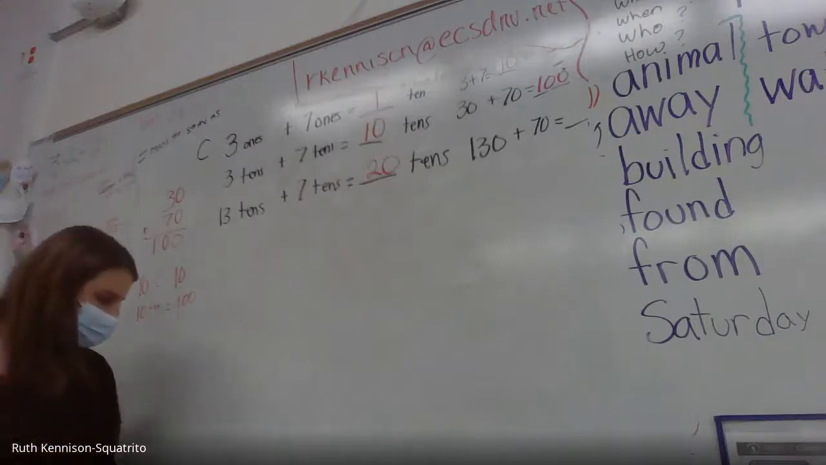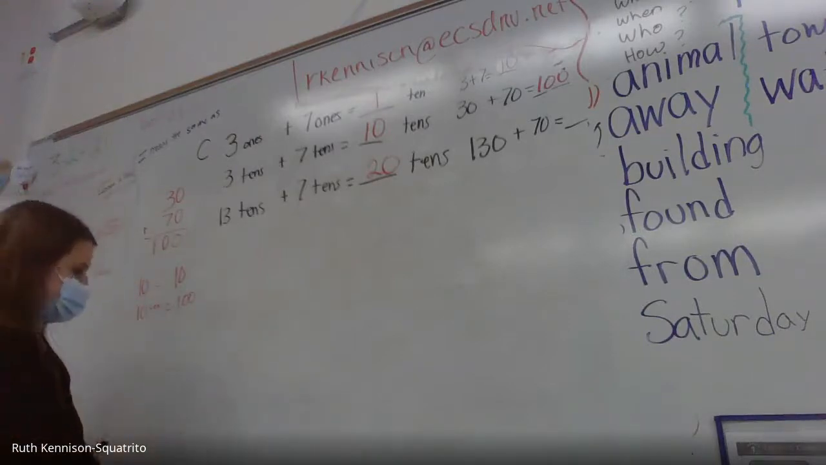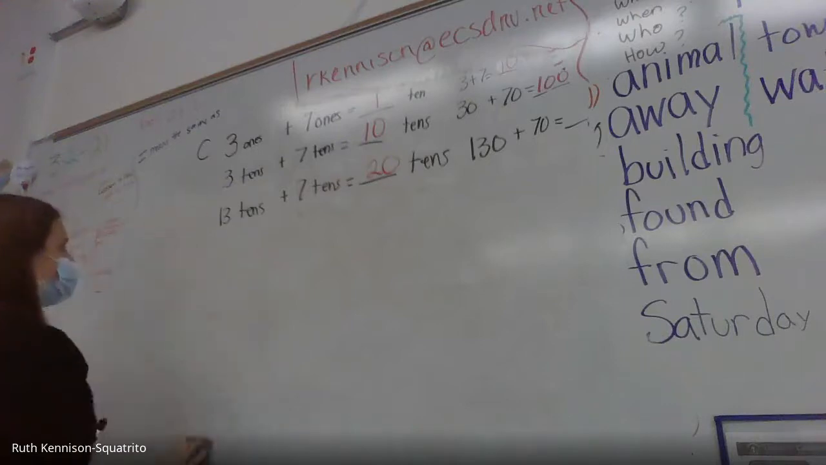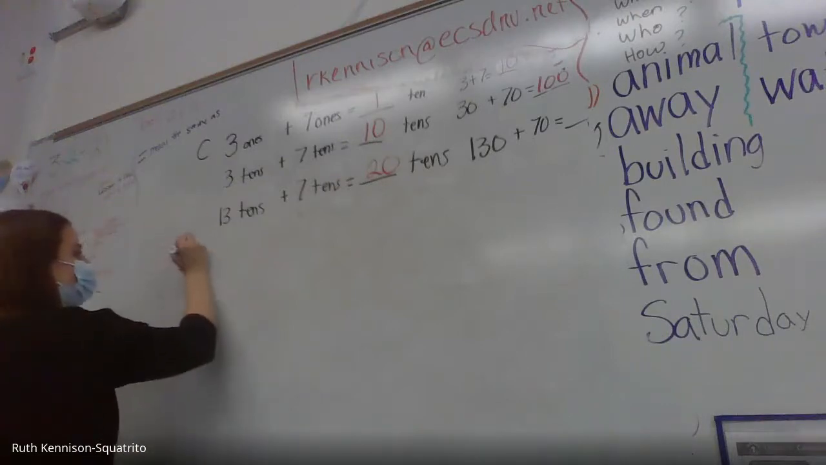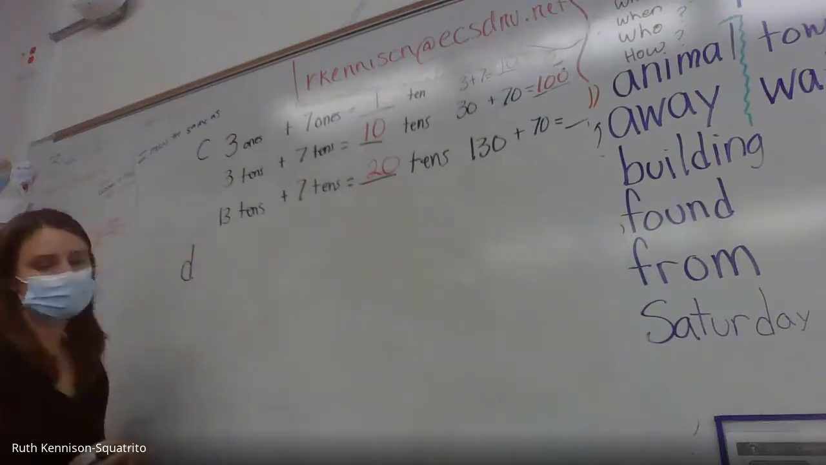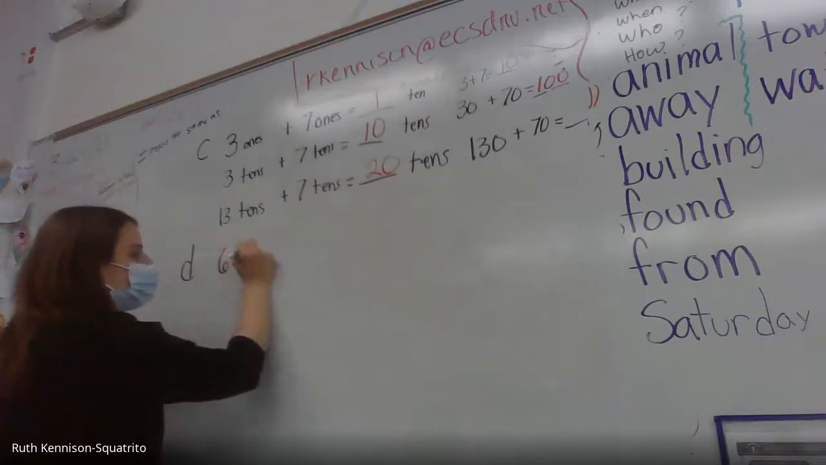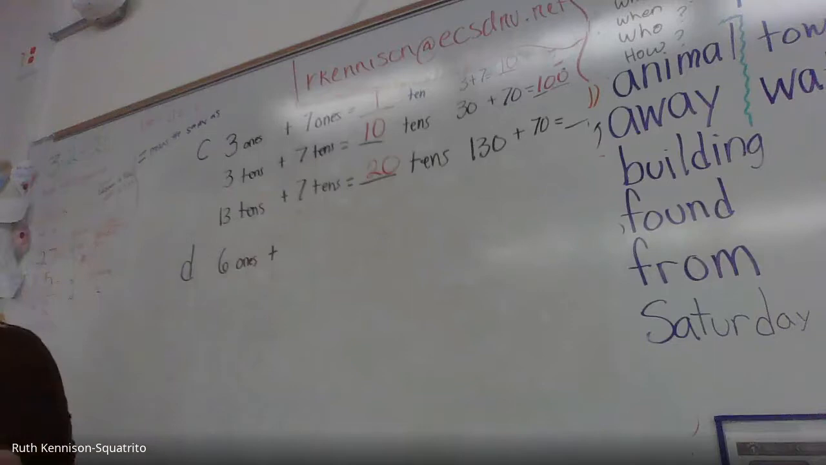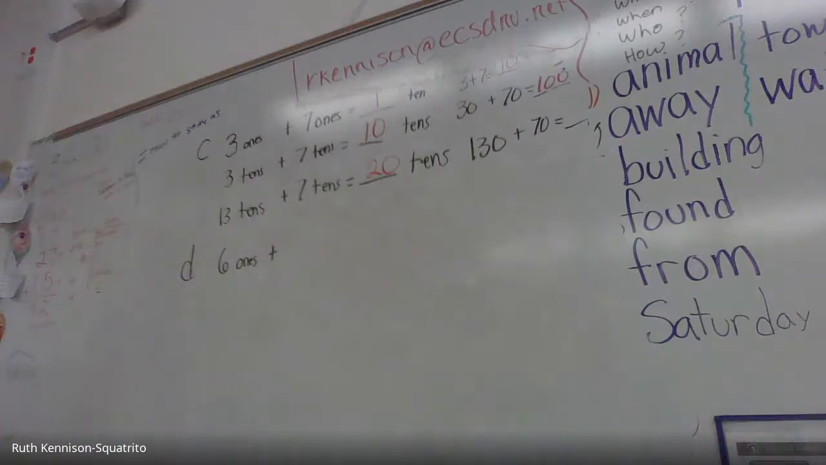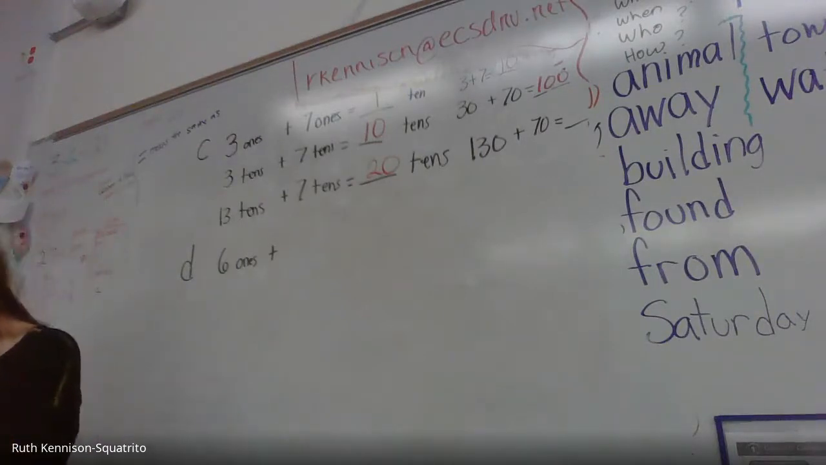So the next one is problem D. Problem D says 6 ones plus. This is the 22. Is it the 23? We made some real goofy mistakes on that one, on this top section, especially how many tens and how many ones and all that. So yeah, that whole section would be good.